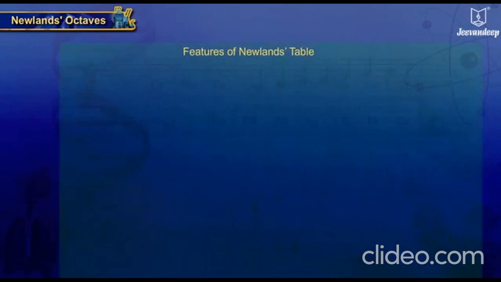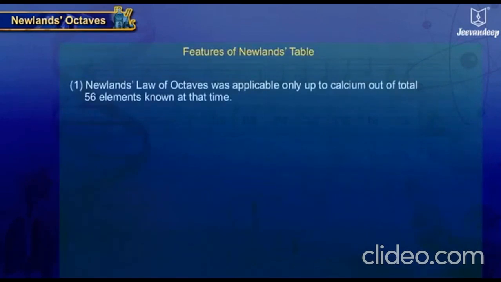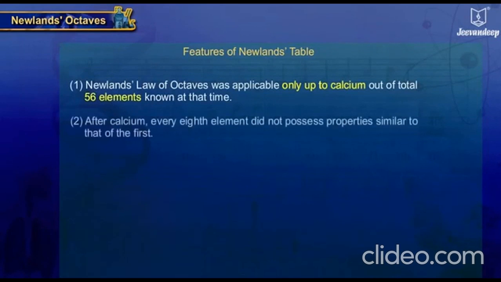Some features of Newland's table. 1. Newland's law of octaves was applicable only up to calcium out of the total 56 elements known at that time. 2. After calcium, every eighth element did not possess properties similar to that of the first.